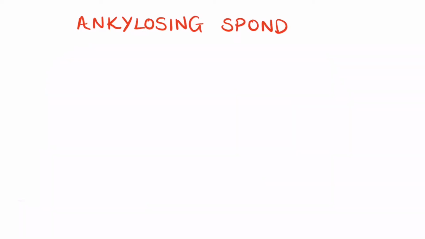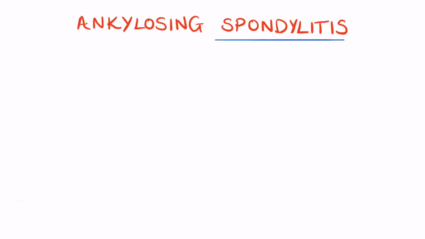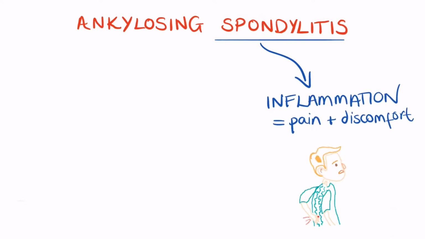Ankylosing spondylitis is a chronic inflammatory disorder that most commonly affects the sacroiliac joint, the joint between the sacrum and the ilium bones of the pelvis, and also the joints of the spine. Now, if we break down the name of this disease, spondylitis means inflammation of the joints of the spine, and this is essentially what AS is, and this causes pain and discomfort.